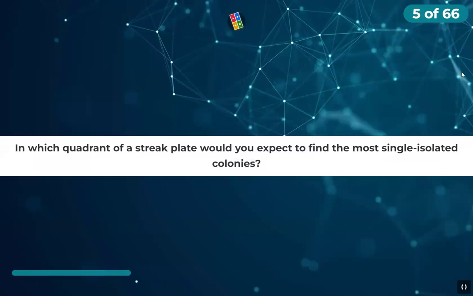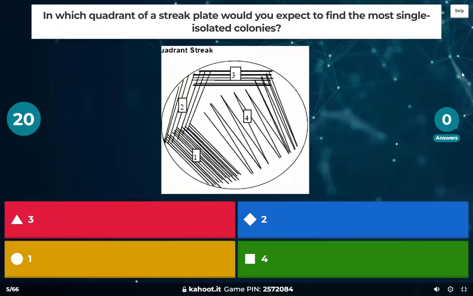All right, in which quadrant of a streak plate would you expect to find the most single isolated colonies to start new cultures, perhaps pure cultures?